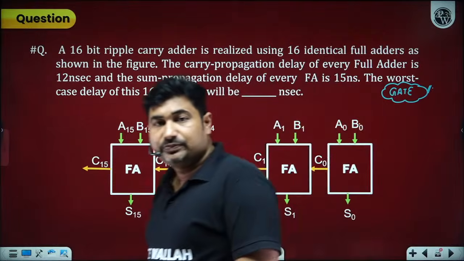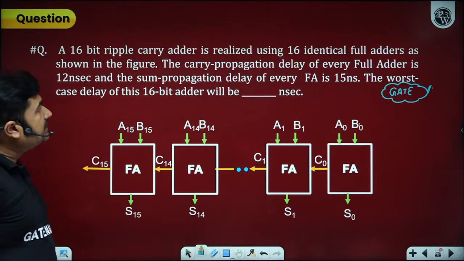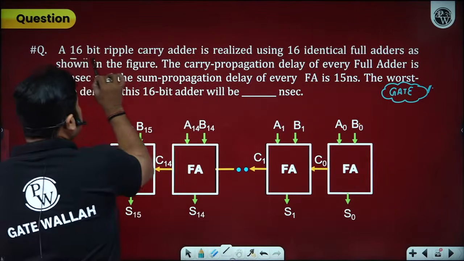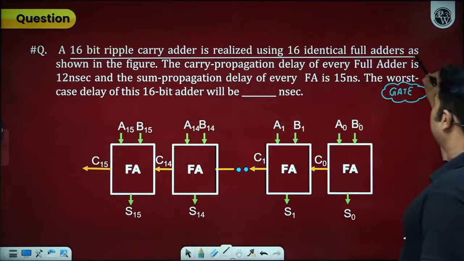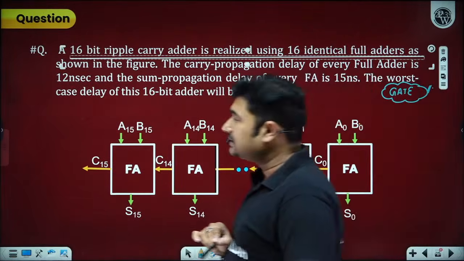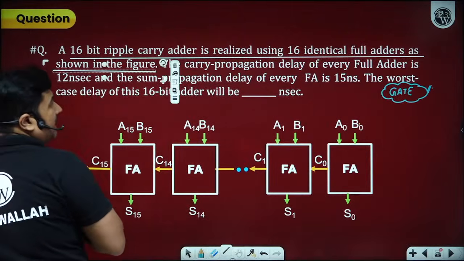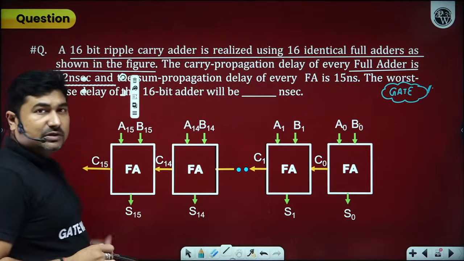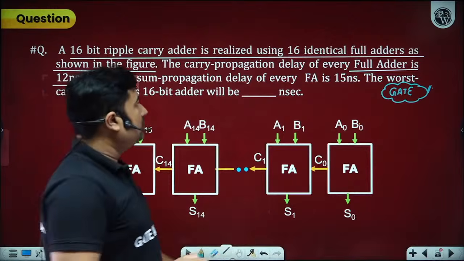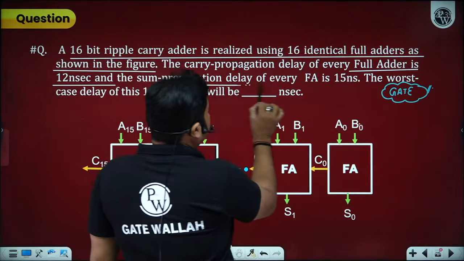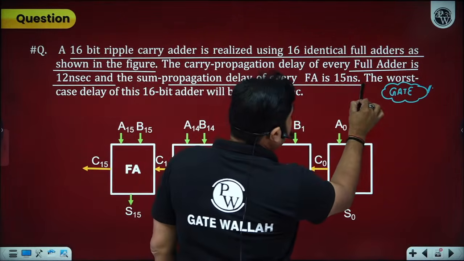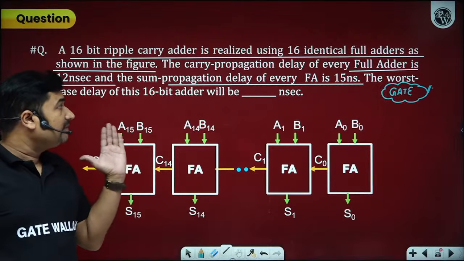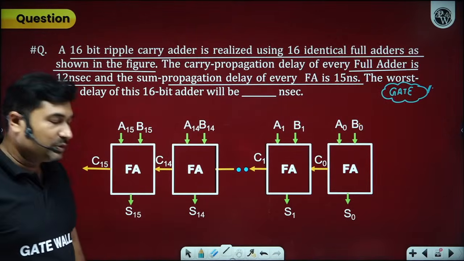Can you answer this one? A 16-bit ripple carry adder is realized by using 16 identical full adders as shown in figure. The carry propagation delay of each full adder is 12 nanoseconds. It means in order to generate carry, it would take 12 nanoseconds, and the sum propagation delay for every full adder is 15 nanoseconds. The worst case delay of this 16-bit adder is dash nanoseconds.